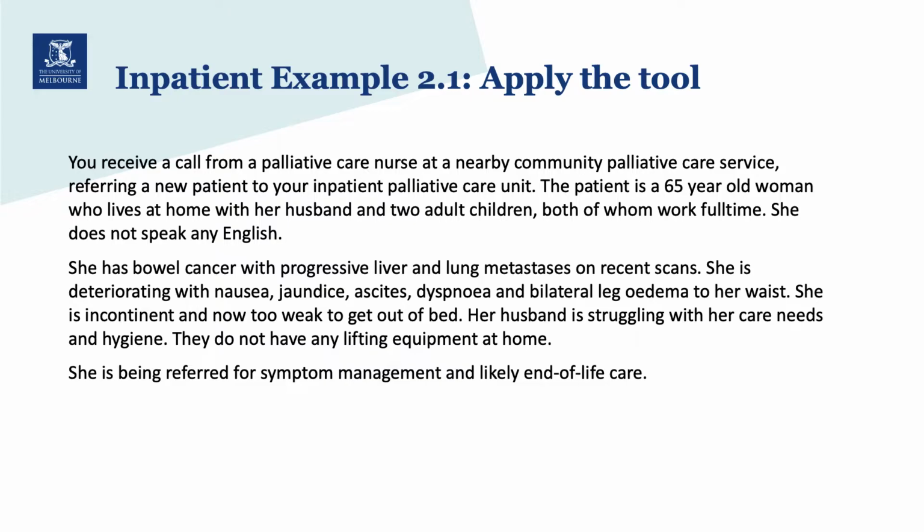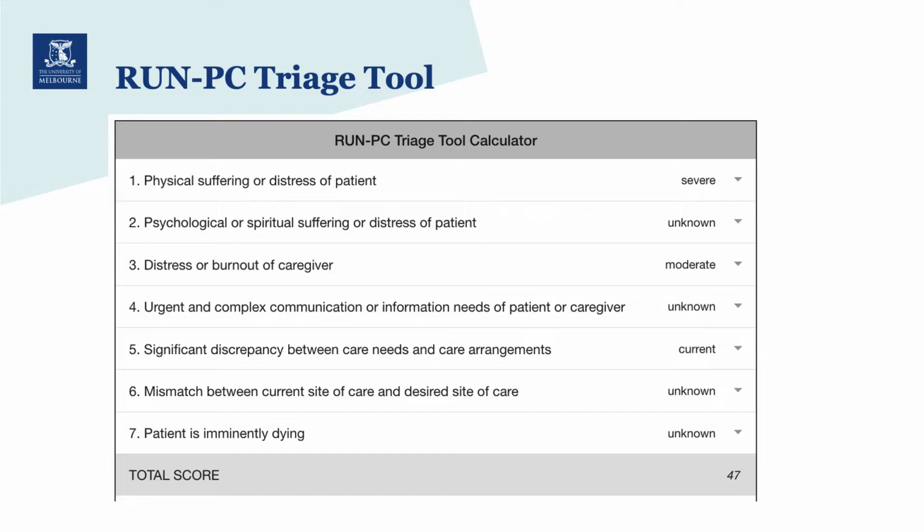She has bowel cancer with progressive liver and lung metastases on recent scans. She is deteriorating with nausea, jaundice, ascites, dyspnea, and bilateral leg edema to her waist. She is incontinent and now too weak to get out of bed. Her husband is struggling with her care needs and hygiene. They do not have any lifting equipment at home, and she is being referred for symptom management and likely end-of-life care. So applying the tool here.